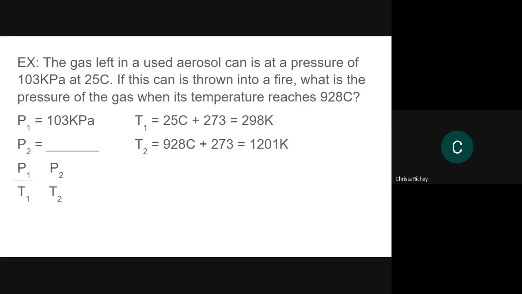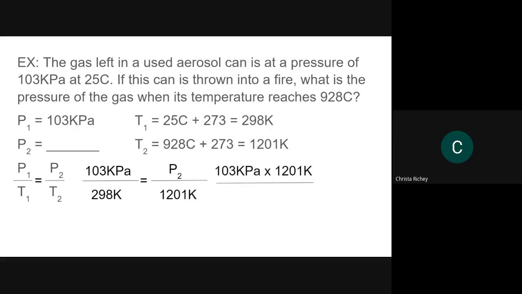So anyways, Gay-Lussac's law says P1 over T1 equals P2 over T2. Yes, you have to make sure you're in Kelvin. It does not change. And this is going to be a cross multiply and divide thing. Anything that's diagonal is multiplied. The thing that's left out is the division.